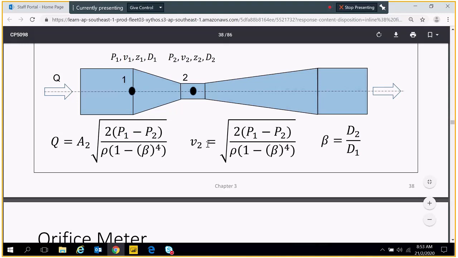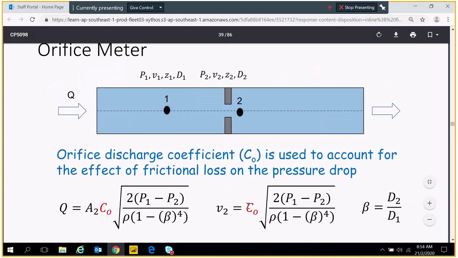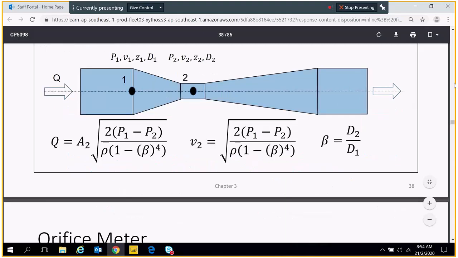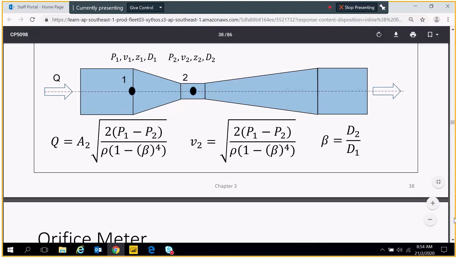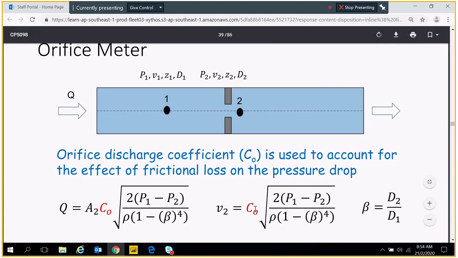Now, what's the difference between this formula and the Venturi? For the orifice, there's a C0, the orifice discharge coefficient. This accounts for the effect of frictional loss on the pressure drop. When there's frictional loss, the pressure drop will be greater than usual. Here, you realize that C0 is not there. C0 is assumed to be 1, but in practice it's not 1, it's close enough, 0.98. So 0.98 is close enough to 1 that we just ignore the C0. But for the orifice, you cannot ignore it. The C0 is around 0.6.